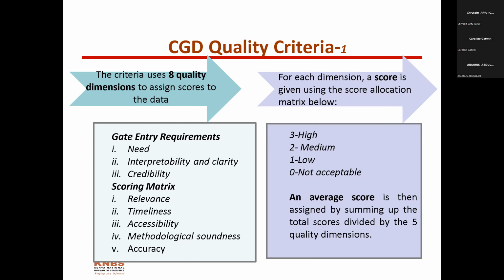Remember, we say statistics is a public good. So everything we produce at KNBS, we put it on our website, we put it on the microdata dissemination websites. So it has to be accessible to the users of the data.